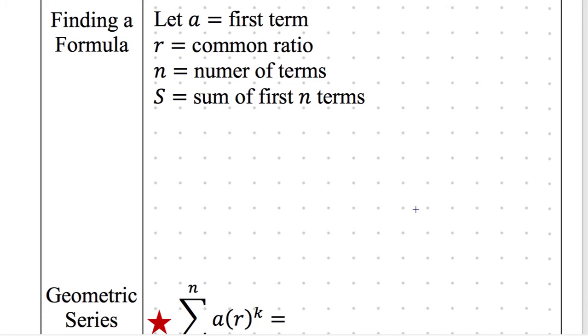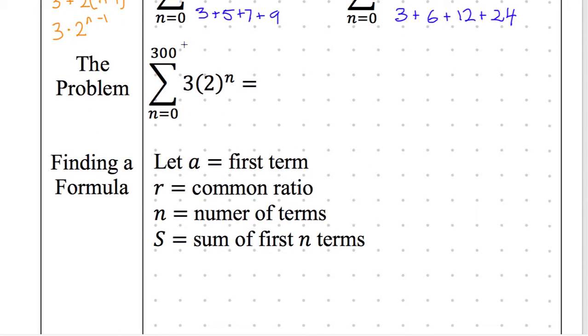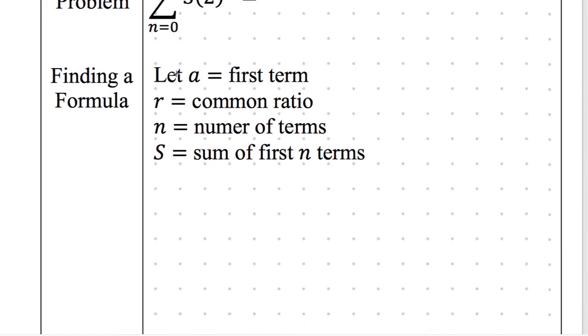All right, this is the part where you guys kind of just have to nod your heads and try to follow the best that you can, okay? This is the proof. So A is the first term. R is the common ratio. N is the number of terms. S is the sum. That's the thing we're trying to solve for using all of these. So we're summing 301 terms.